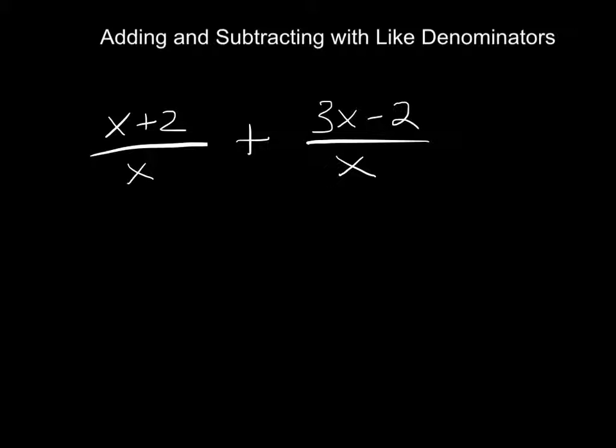Let's take a look at the lesson for today. This is Chapter 11, Lesson 5. It is called Adding and Subtracting with Like Denominators. This lesson is very doable. You're going to do great.